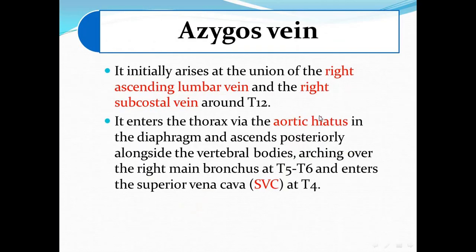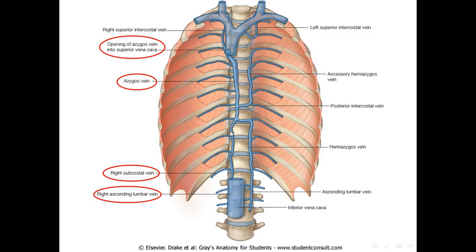So the azygos vein initially arises at the union of the right ascending lumbar vein, which drains the right side lumbar region, and the right subcostal vein around T12, actually below T12, below the last rib. So this is the azygos vein. It starts here as tributaries from the right ascending lumbar vein, this thin vein posteriorly, and the right subcostal vein, this one below the last rib, forming the azygos vein.